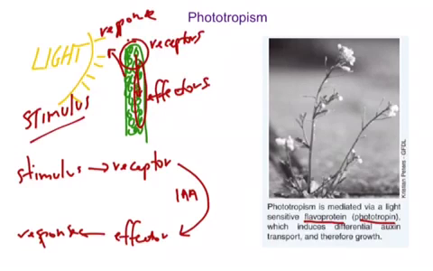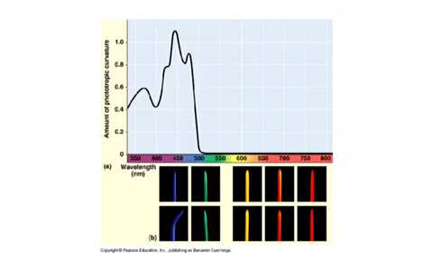So let's have a look at first of all the graph and then how this might work in a little bit more detail. In this graph we can see the degree of phototropic response at different wavelengths of light. So we can see that the y-axis is measuring the amount of phototropic curvature, and the x-axis is showing the different wavelengths of light from the violet end of the spectrum down to the red.